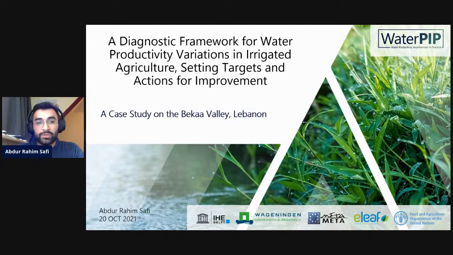In today's presentation, I will introduce a framework that enables practitioners to use remote sensing data, mainly WaPOR, for analyzing spatial temporal variations in irrigated agriculture, diagnose reasons behind these variations, set realistic targets, quantify scope of improvement, and finally recommend actions for improvement.